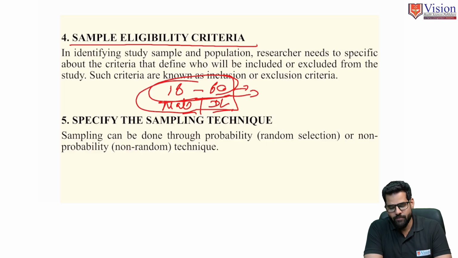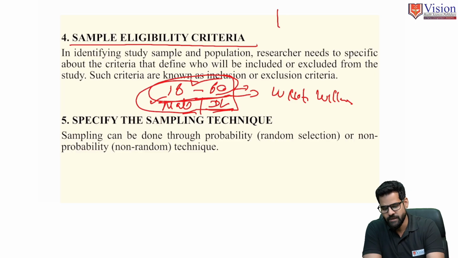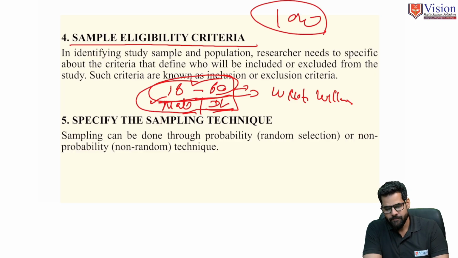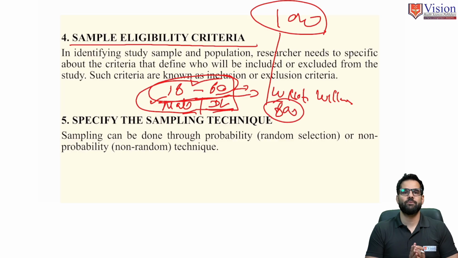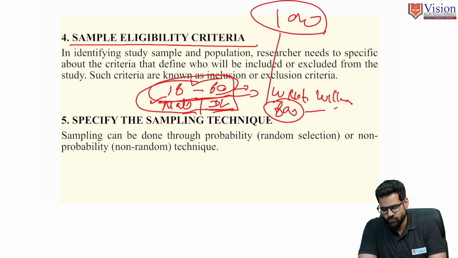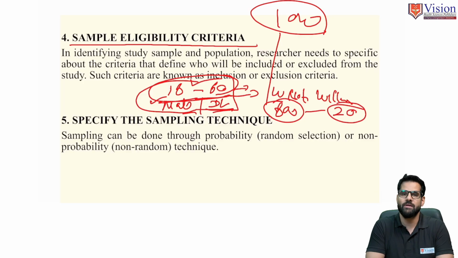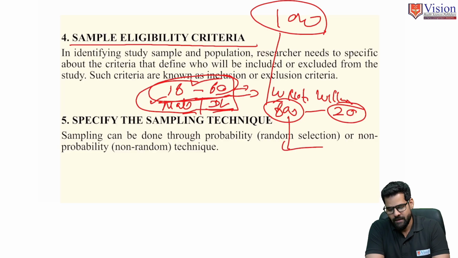Now suppose somebody is aged 18 to 60, male, and has a driving license, but I will exclude those who are not willing to participate. Suppose out of 1000, there are 800 people who are found eligible to participate in your research, and from that suppose 20 people say that they won't participate, they're not willing. So your final sample would be, you just subtract that. So 780 would be your sample.